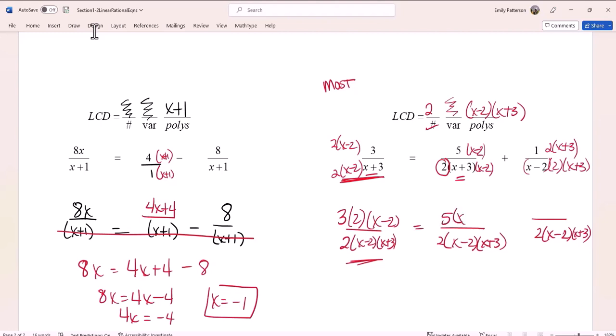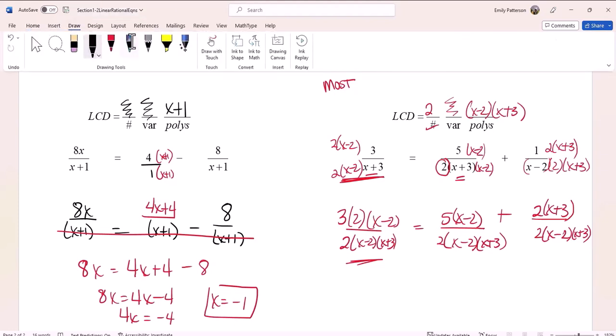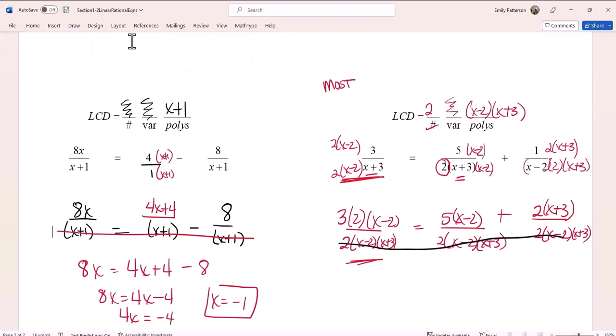So I have 5 times x minus 2 plus, and then I have 1 times 2, so 2 times x plus 3. And once again, they are all over the same denominator, so I can cross them all out. So I now have, this is 6 distributed, so I have 6x minus 12, because I'm taking 3 times 2 and multiplying by x and by negative 2, equals 5x minus 10, if I distribute that through, plus 2x plus 6.